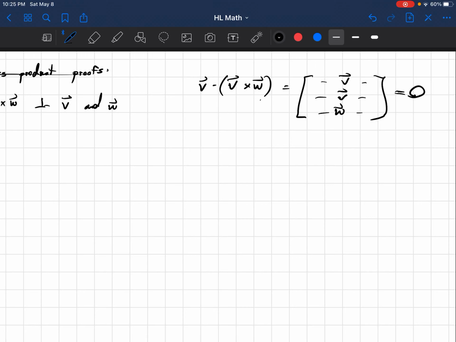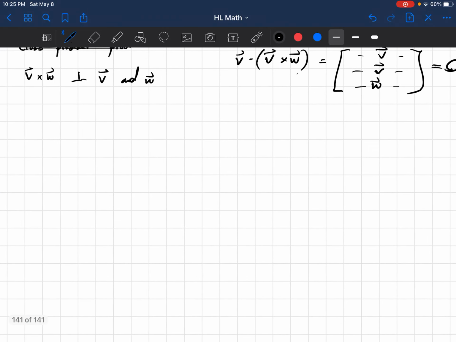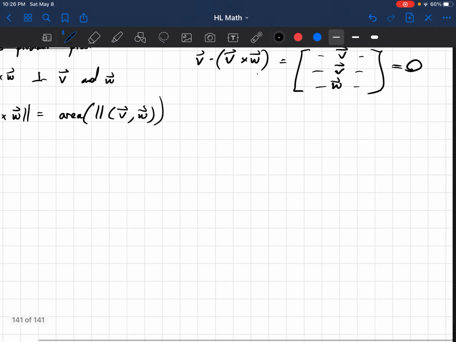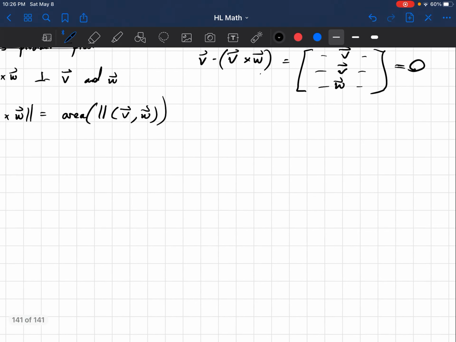Now, the next thing I want to show is that the magnitude of V cross W is equal to, and I usually write it like this, the area of the parallelogram. That's why I draw these two parallel lines here, they're a parallelogram. The area of the parallelogram spanned by V and W. It would look something like that, V and W.